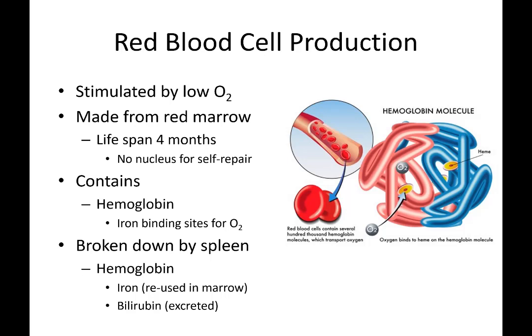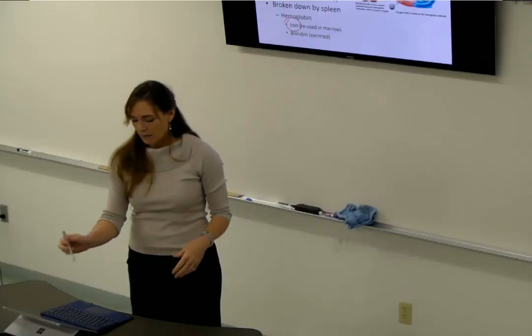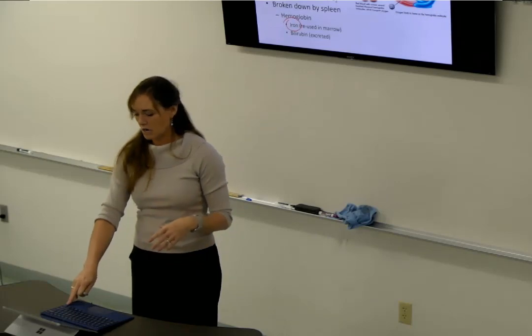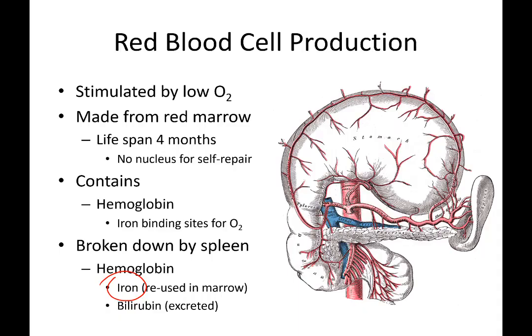When they get worn out, again, it's broken down by the spleen, and we take the iron and we reuse it, send it right back to our bone marrow so that we can use it again to make the next batch of red blood cells. And then we have bilirubin, which is just a waste product that's going to get excreted.